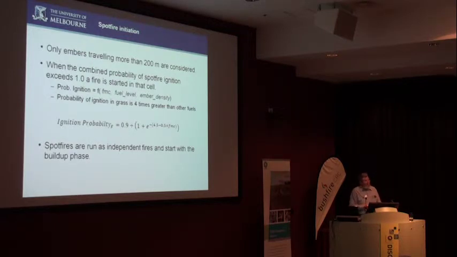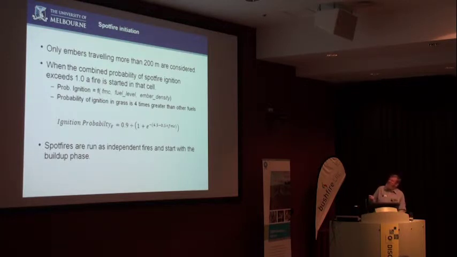When the ember falls into grass, we assume that we're going to have a 4-times increase in the probability of the spot fire starting. So spot fires will start more readily in grassland than they will in a forest. Where does 4 come from? Well, we'd really like to have some better basis for that. Miguel's working on that, Miguel.